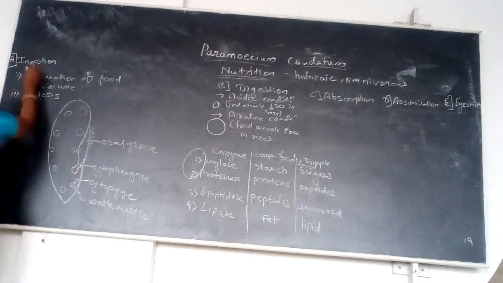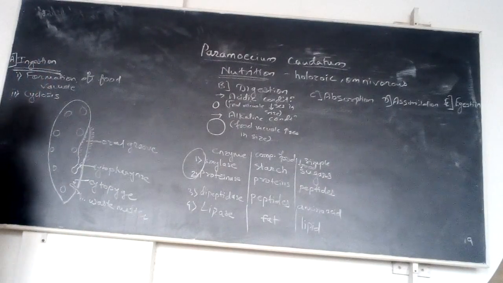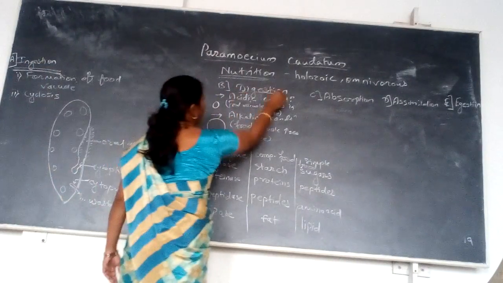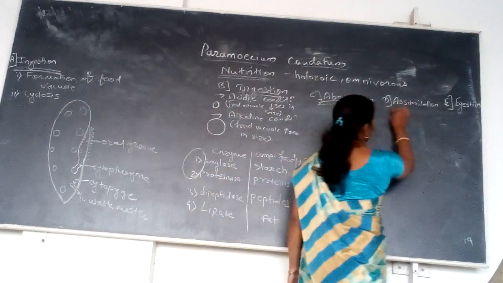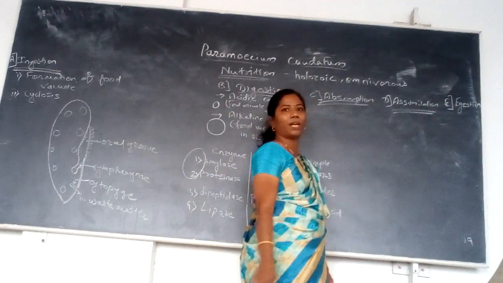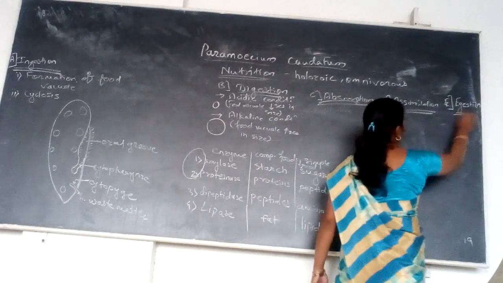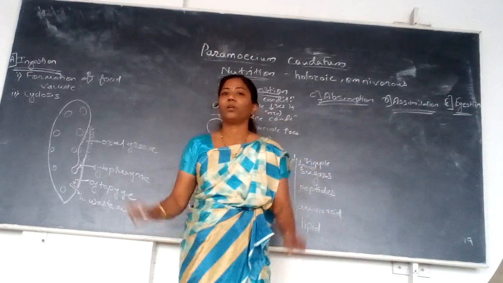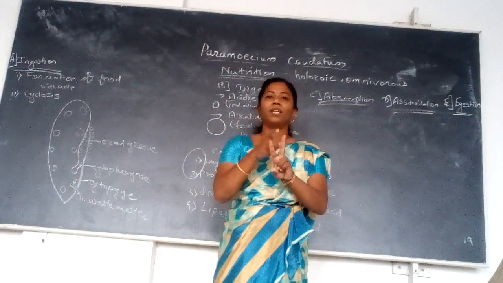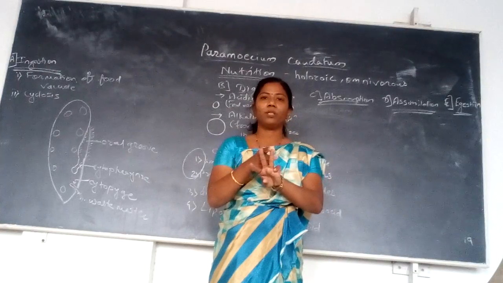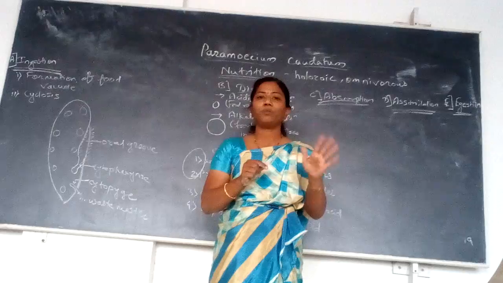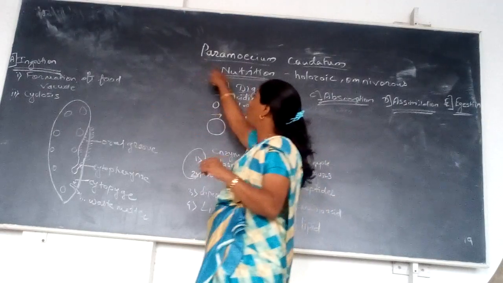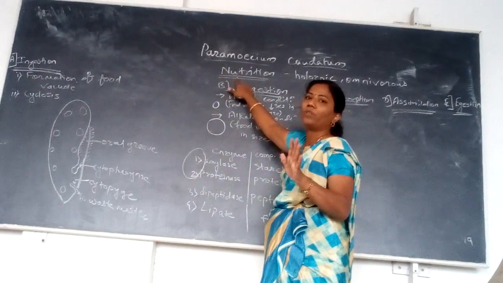The first step is known as ingestion. The second step is known as digestion. The third step is known as absorption. The fourth is known as assimilation. And the last one is known as egestion. So ingestion, digestion, absorption, assimilation, egestion. These are the five different processes included in the process of nutrition.